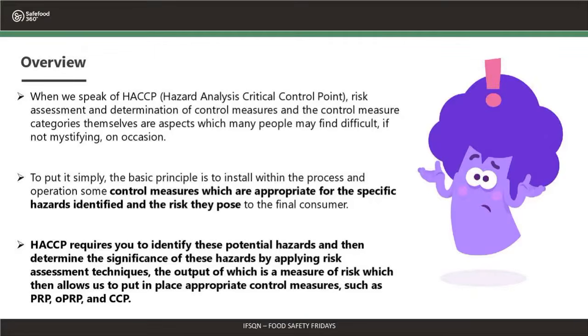And HACCP requires you to identify these potential hazards, then determine the significance of these hazards, which we'll talk about later on in the slides. So to determine the significance by applying risk assessment techniques, the output of which is a measure of risk that then allows you to determine if you need controls and the category of control measure. So PRP, OPRP, or CCP.